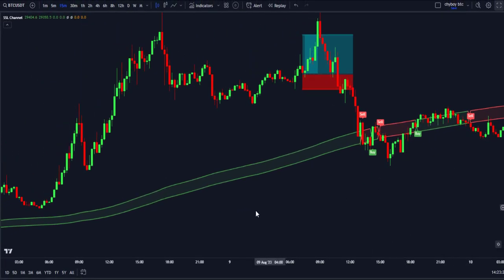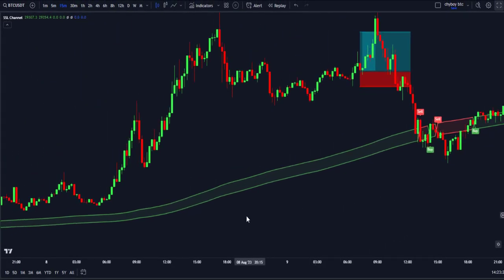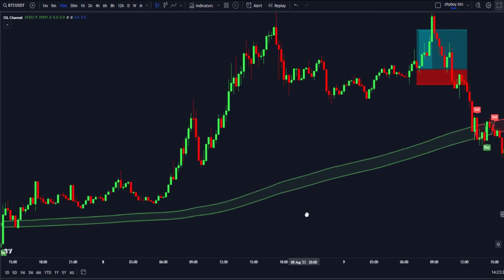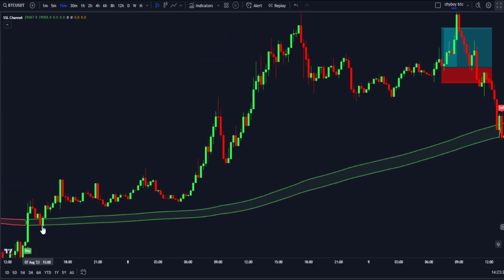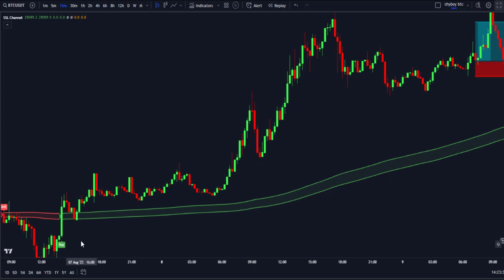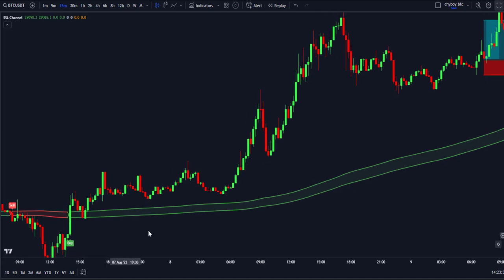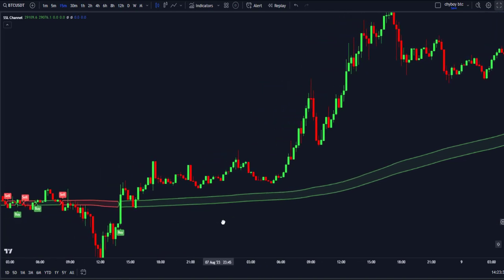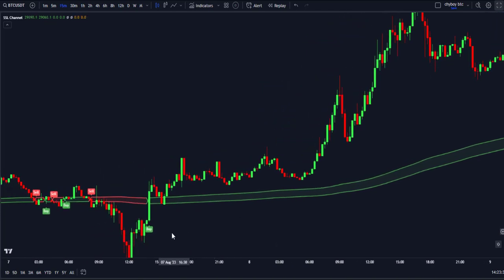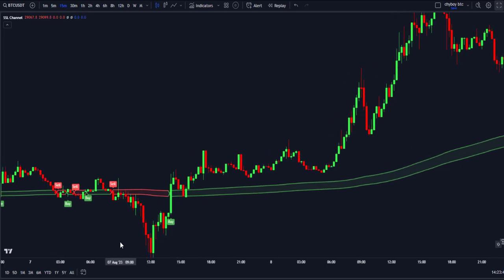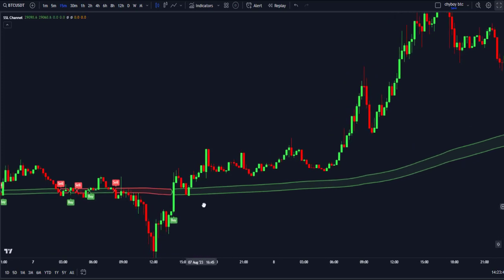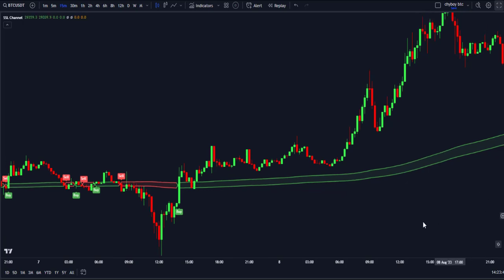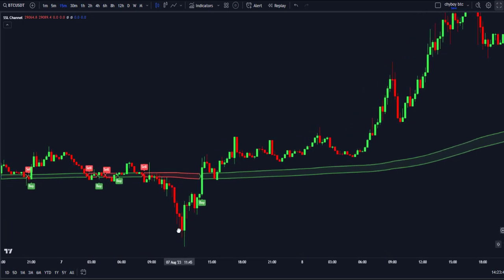The SSL channel indicator can be used in various ways to enhance your trading performance. It can be used as a standalone indicator to follow the trend and enter or exit trades based on the crossover signals. It can also be used in combination with other indicators to confirm the signals and filter out false ones. For example, you can use the SSL channel with a volume or volatility indicator to measure the strength of the trend, or with a momentum indicator to identify overbought or oversold conditions.